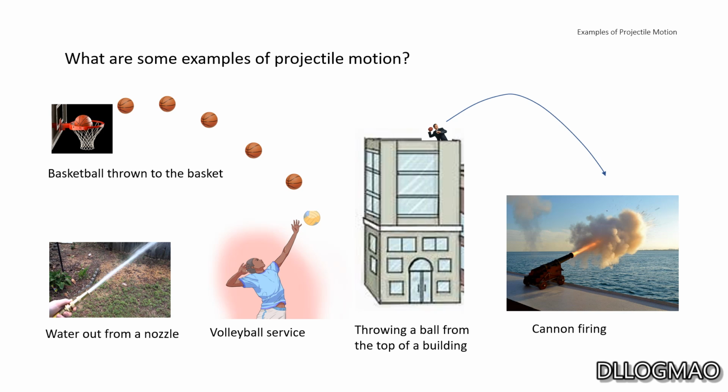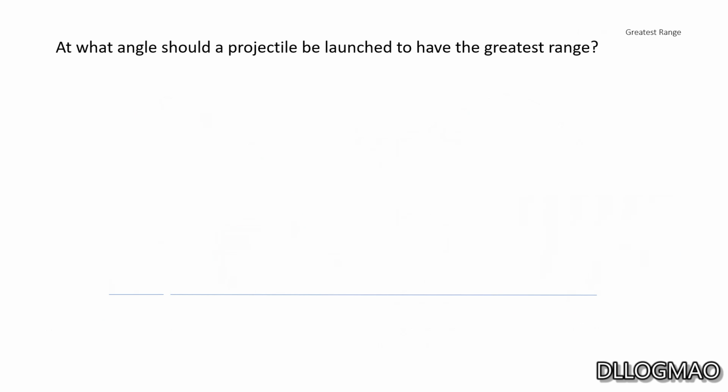At what angle should a projectile be launched to have the greatest range? Let's consider this ball and the projectile to show the angle of launch. Taking this angle of launch 20 degrees, 30 degrees, 45 degrees, 60 degrees, 70 degrees, and 90 degrees, with the same initial velocity, v sub 0, which angle of launch will have the longest horizontal distance covered?